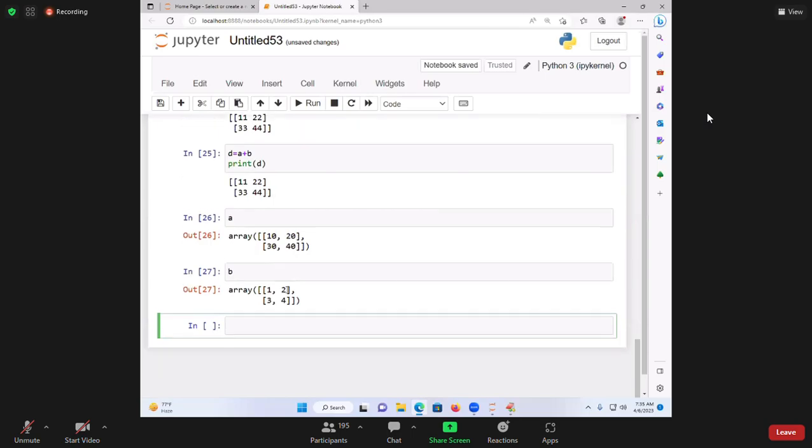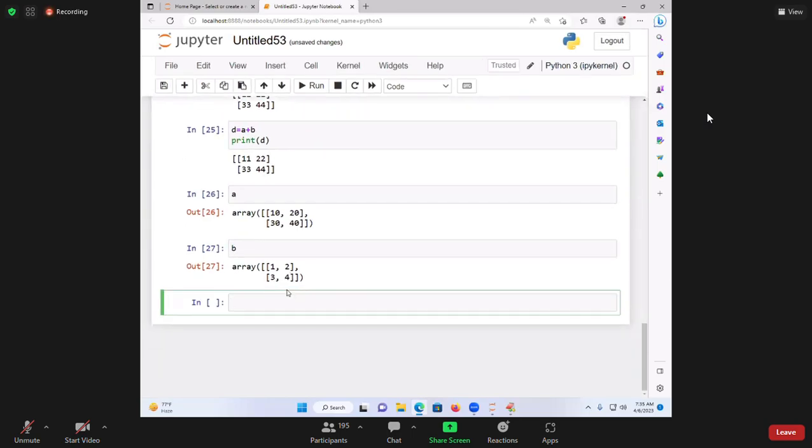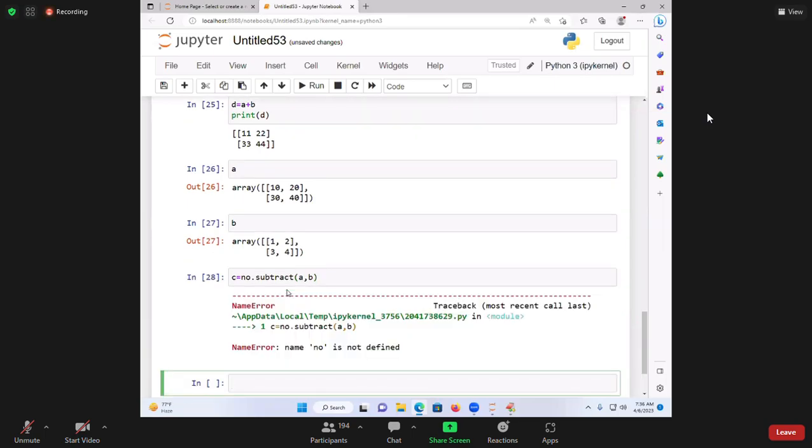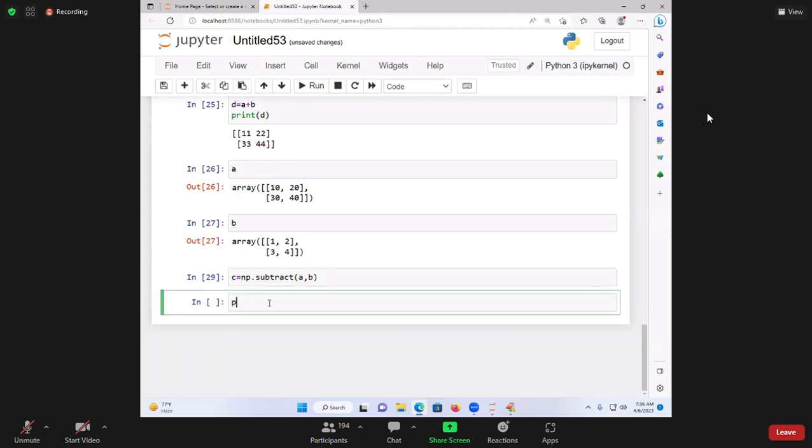Now these are the things. Now I need to go for subtract. How do you do it? C is equal to np dot subtract. Come on, don't take much time. Easy. Subtract of A comma B. np dot subtract, same, and print of C.